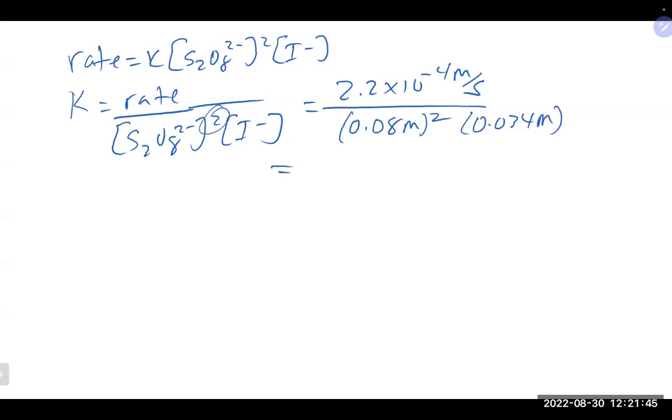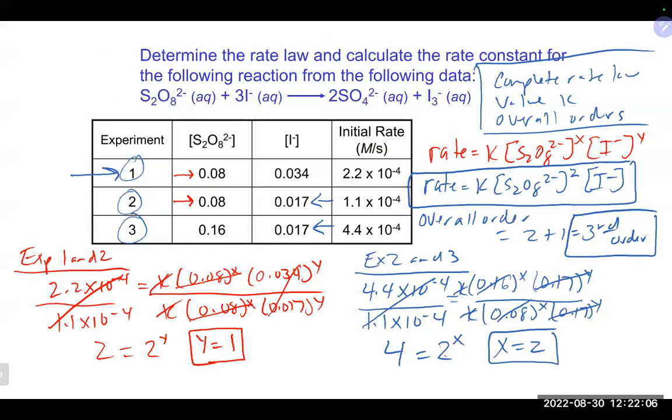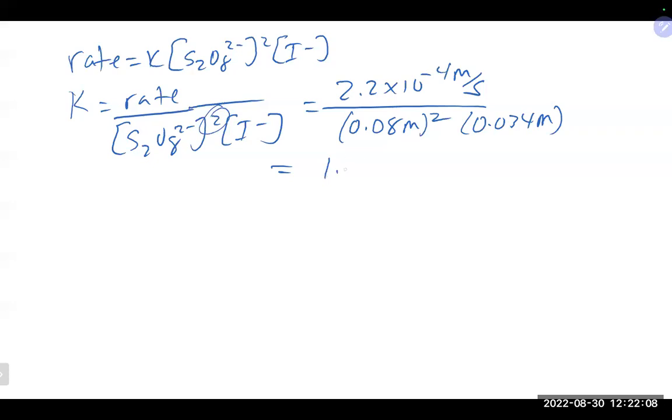So that is going to give us 2.2 times 10 to the minus 4, divided by 0.08 squared, divided by 0.034 in this case. Going to give us, I got there, 1.0. And the units here would be a molarity up on top, and the bottom will cancel.